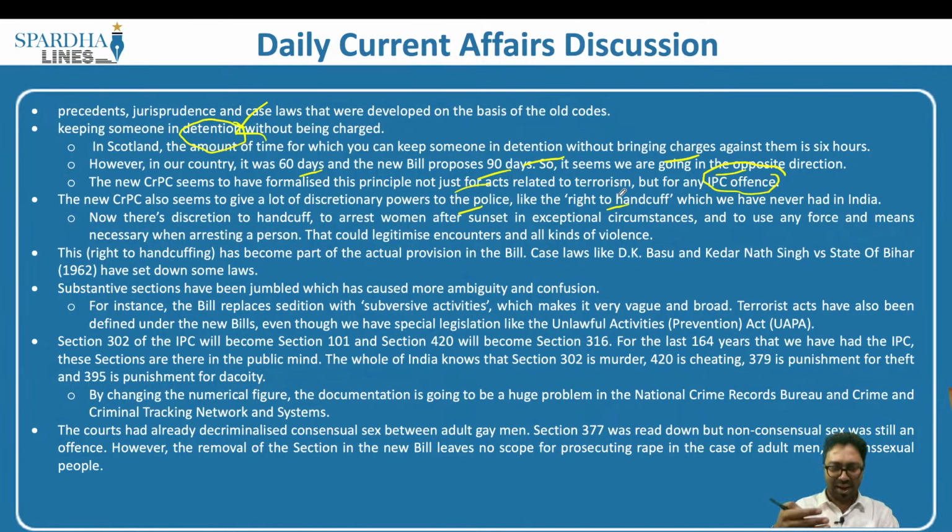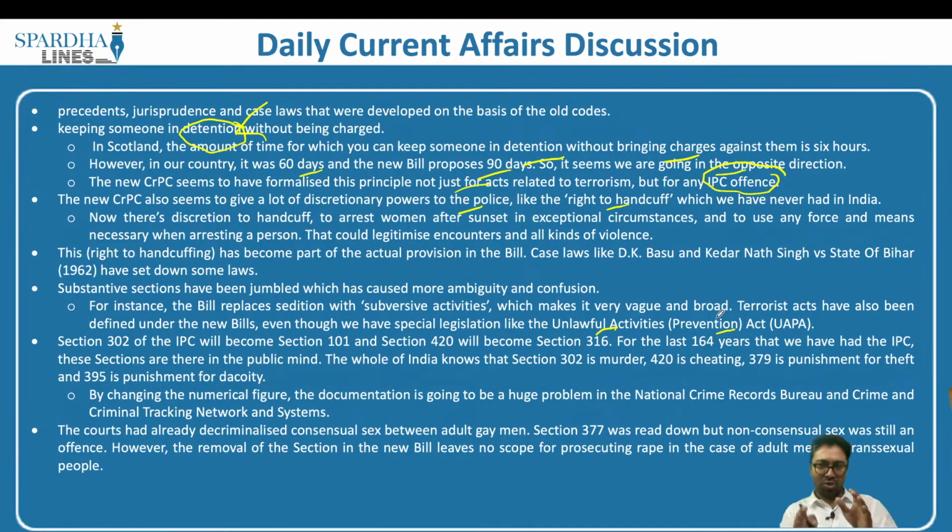These have clearly said that handcuffing should be done only in exceptional circumstances like terrorism, and so on and so forth. But the author says that despite these judgments clearly laying out that handcuffing should happen only in exceptional circumstances, now that discretionary powers have been given to police, they will continue to exercise this right to handcuffing. Substantial sections have been jumbled, which has caused some ambiguity and confusion. When it comes to terrorist acts, the bill replaces sedition with subversive activities, which makes it vague and broad. Terrorist activities have also already been defined under the new bills, even though we have legislation like the Unlawful Activities Prevention Act.